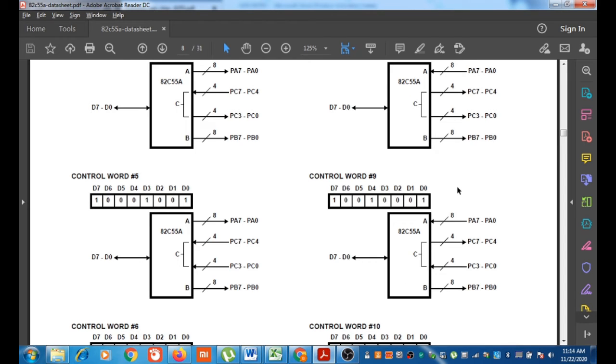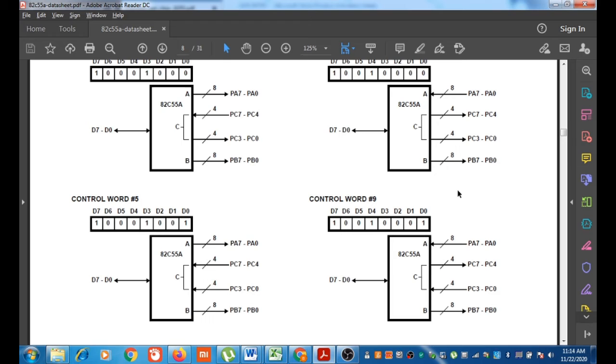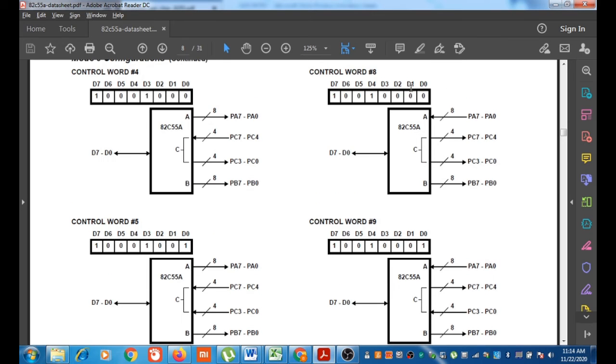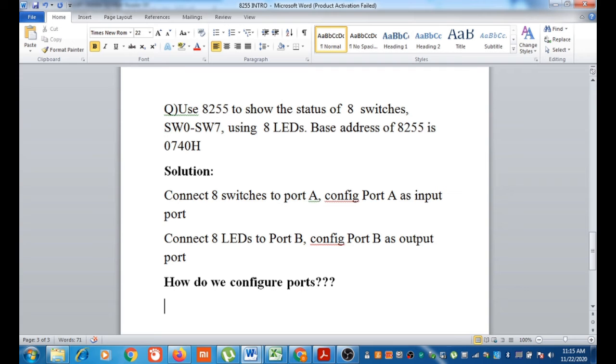Let us use 90H, control word 8, 90H, which will configure port A as input port, port B as output port and port C as output port.